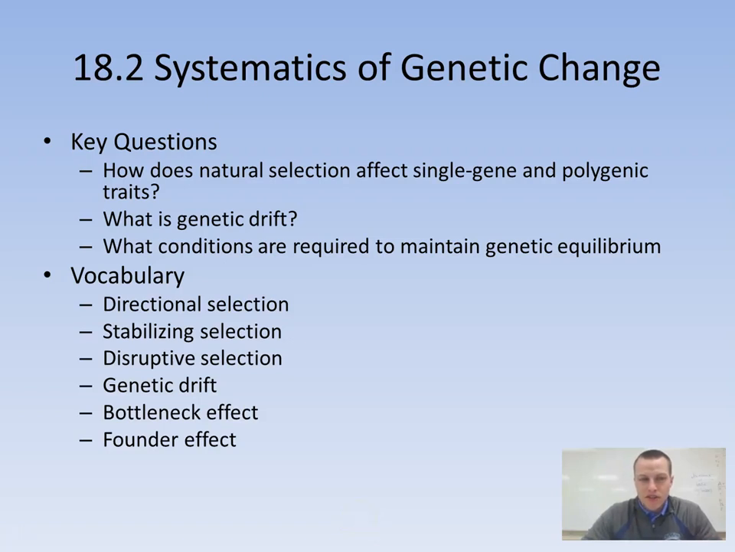This is a lecture over 18.2, and we're going to be talking about systematics of genetic change. So what we're going to be talking about is systems that could cause genetic change within a population.